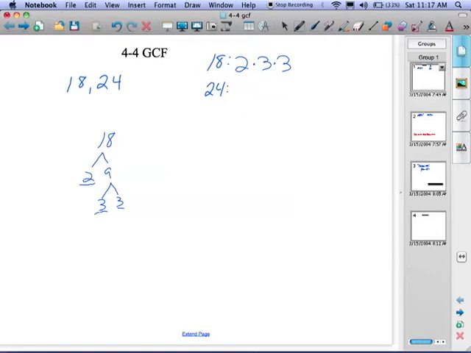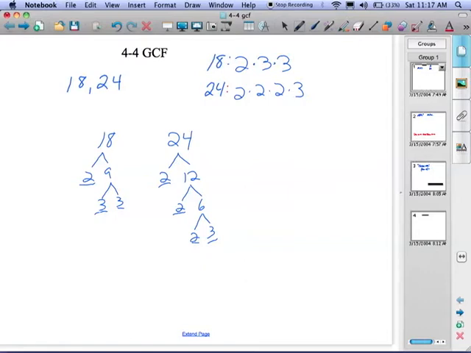Now we will do the same thing for 24. 24 can be broken into 2 and 12, just like yesterday. 12 becomes 2 and 6, and 6 becomes 2 and 3. So the prime factorization for 24 is 2 times 2 times 2 times 3. And the prime factorization for 18 is 2 times 3 times 3.